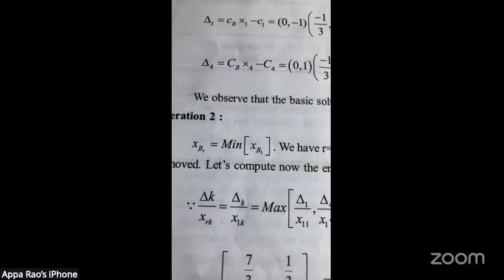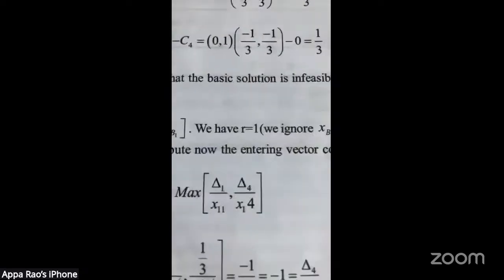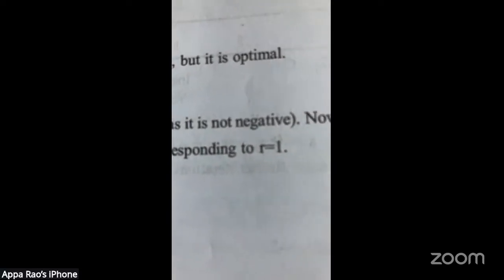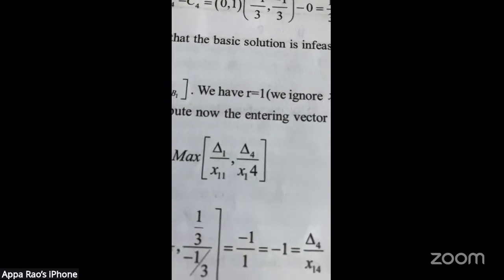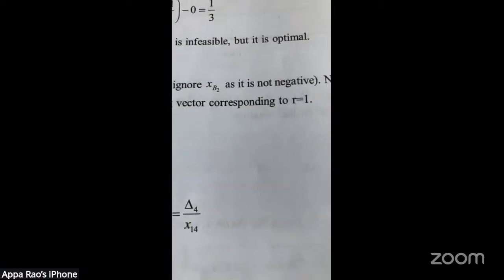Iteration 2. XB equal to minimum of XB1. We have R equal to 1. We ignore XB2 as it is not negative. Now the vector S1 is removed. Let's find the entering vector corresponding to R equal to 1.